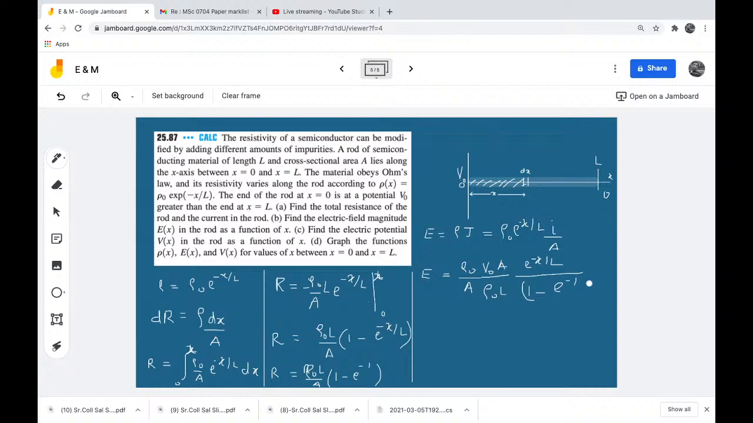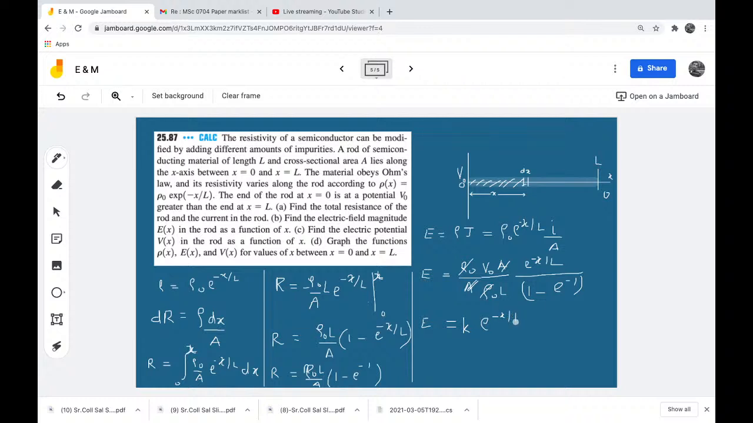You can see that many things will cancel. Rho 0 and rho 0 will cancel. A and A will cancel. So all you are left with is V0 by L. So I'll write V0, or I'll just leave everything as a constant. V0 by L, 1 minus e power minus 1. This is all constant. So this is all K e power minus x by L.